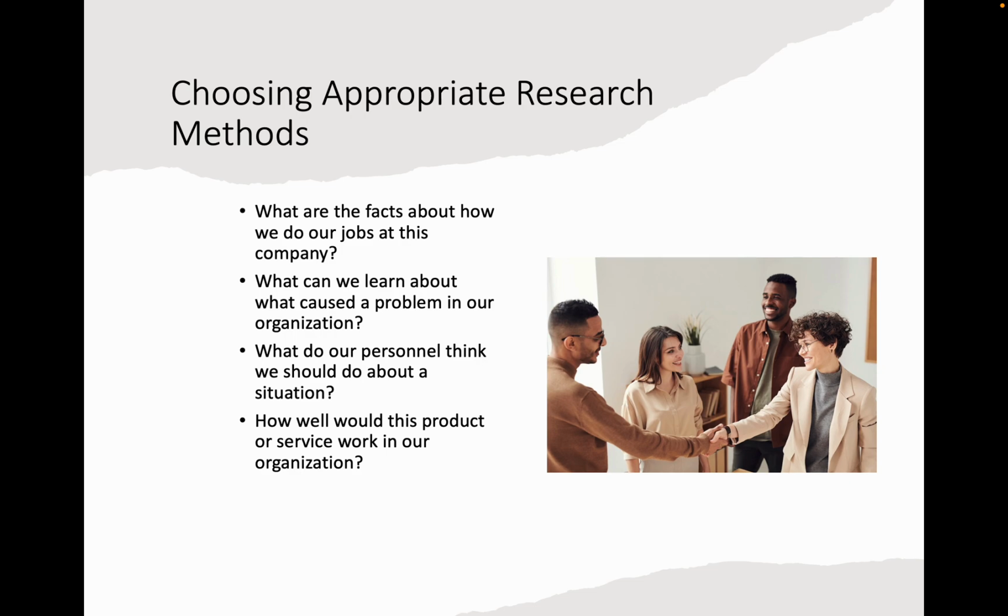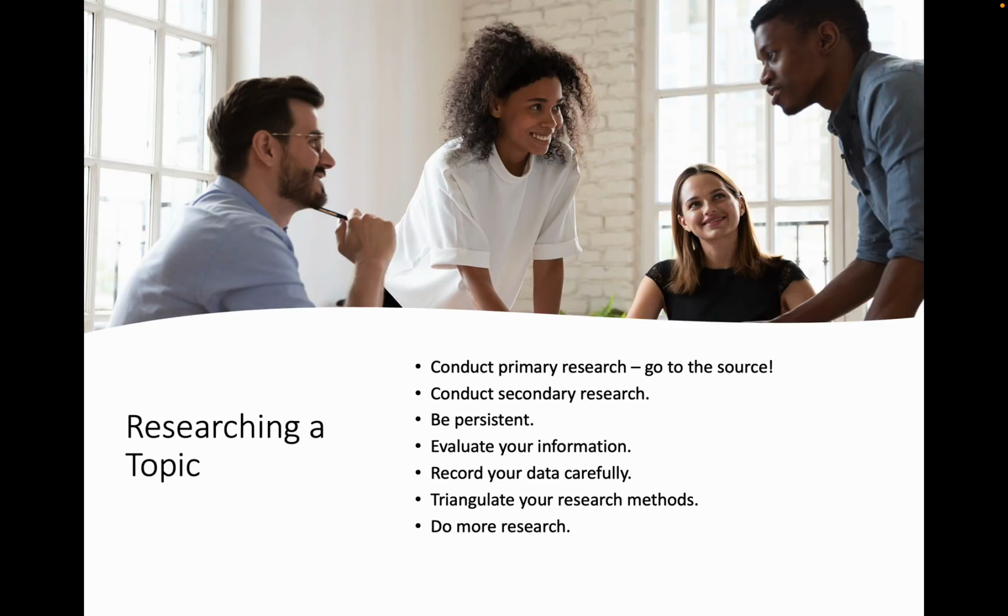And then the last one I have up here is how well would this product or service work in our organization? So if you think you have an idea about how to solve a problem, that is when you would begin researching a topic. So there's a couple of things that you want to do. Conduct primary research. Go to the source. If you're looking at a specific product, go to the company that makes it. See how they make it. See what they do with it. See how they use it. Go to the source. Then you can conduct secondary research. Go to other companies that use that same product and see what their experience has been. Be persistent. Don't leave any stone unturned. Make sure that you're looking at everything.